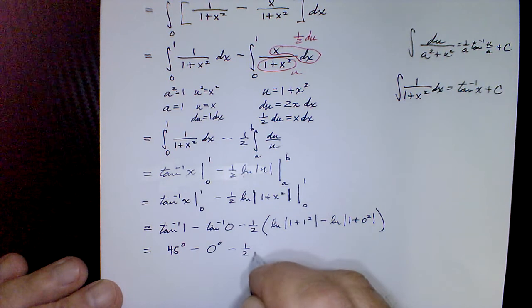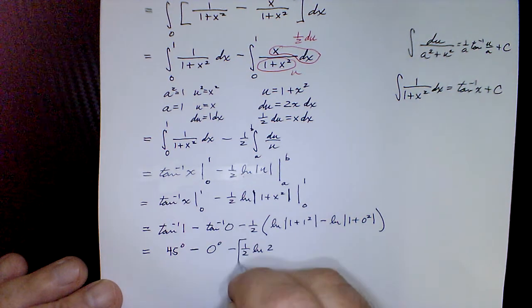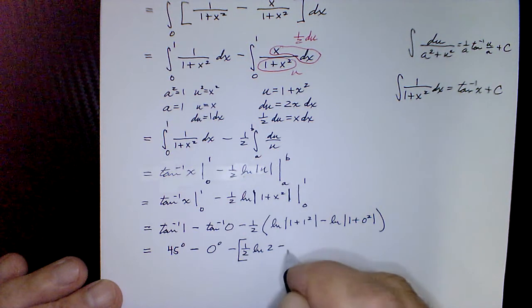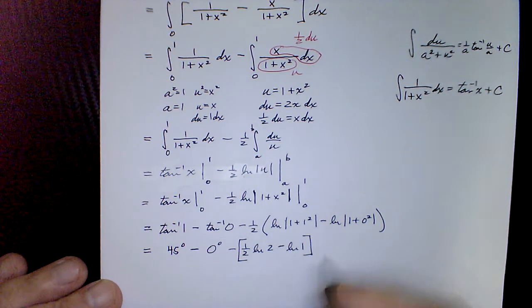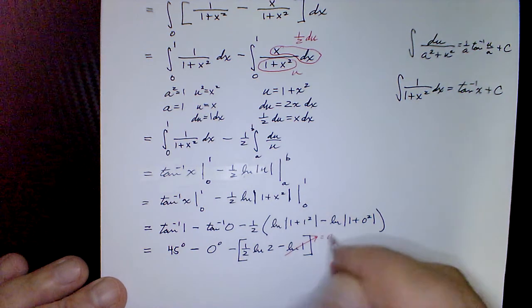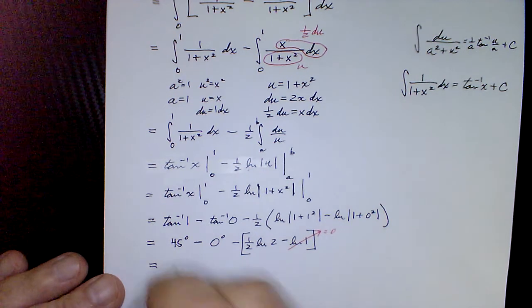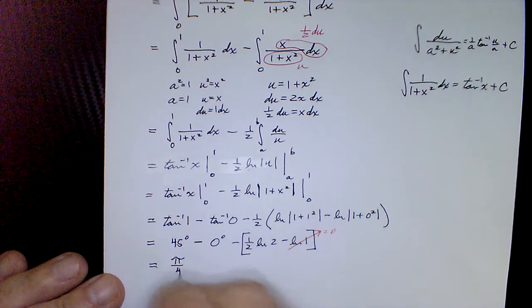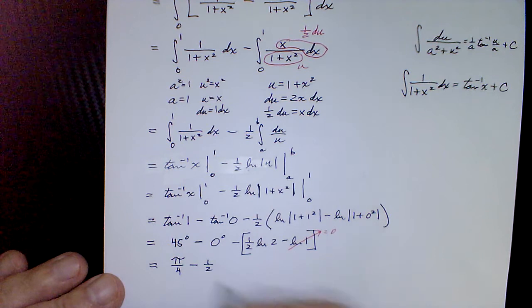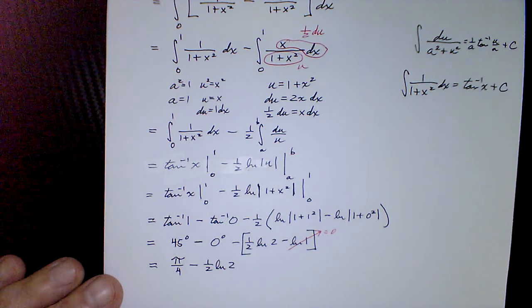Minus 1/2, this would be natural log of the absolute value of 2 is 2. And we have minus natural log of 1. But the natural log of 1, we know, of course, is 0. So we get 45 degrees, but we have to put that in radians, pi over 4. And then minus 1/2 natural log of 2. And then that's just the numerator for the denominator of our formula.